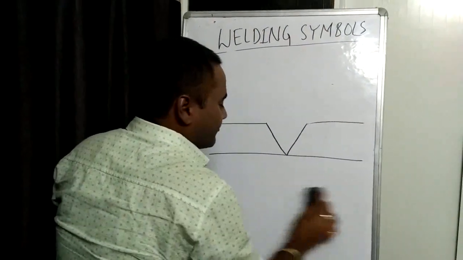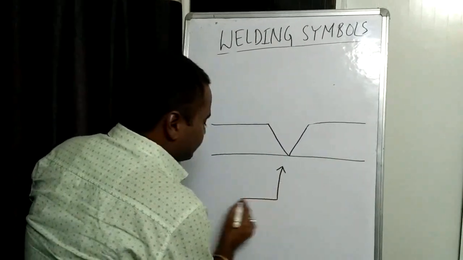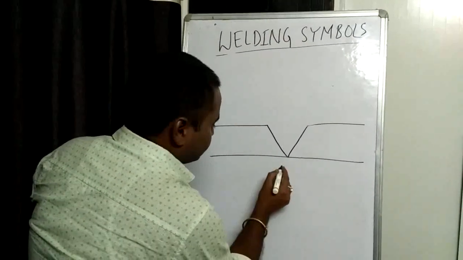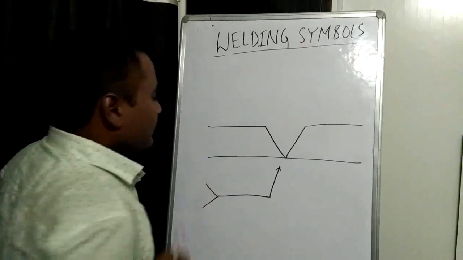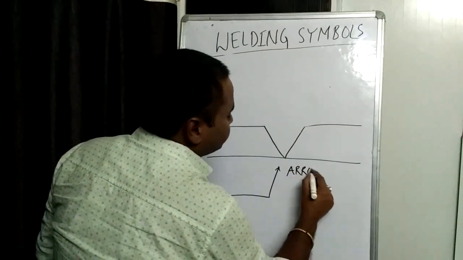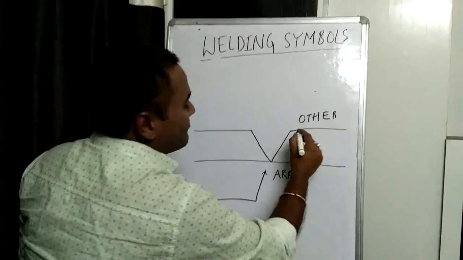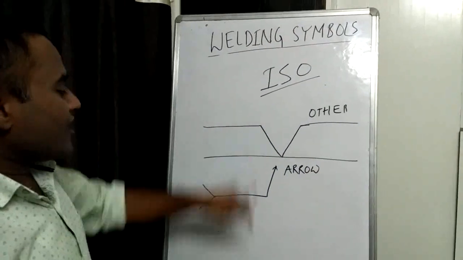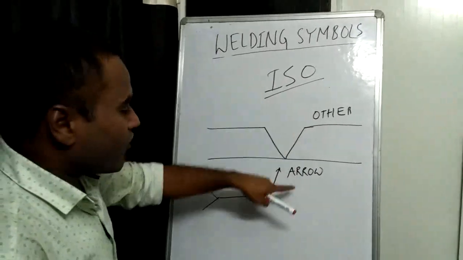We will change our side and see how the drawing changes. Now our side has changed. This side has become arrow side and this side has become other side. I am talking about ISO. Please remember, this is ISO. So as per ISO, welding on the other side. Now our welding is on the other side, not on the arrow side.